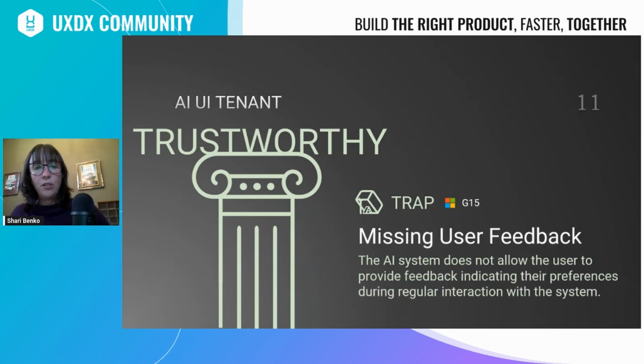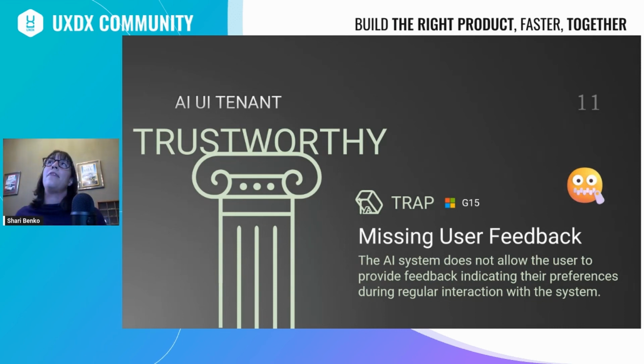The next one is missing user feedback. The AI system does not allow the user to provide feedback indicating their preferences during regular interaction with the system. So I recently saw a post on LinkedIn where someone was commenting about their experience with the new ChatGPT-4, and they detailed how annoying the responses were and how long-winded the responses were. He went so far as to call it bot splaining, which I love and I'm probably going to borrow and use regularly. But he actually prompted the AI to send back this emoji for every response because he got so annoyed. And it's funny, but it also describes his level of annoyance.